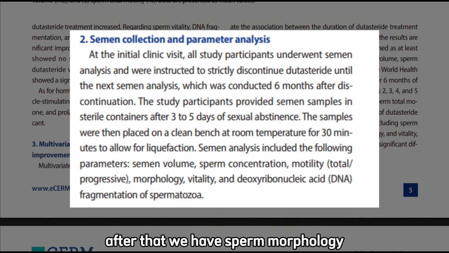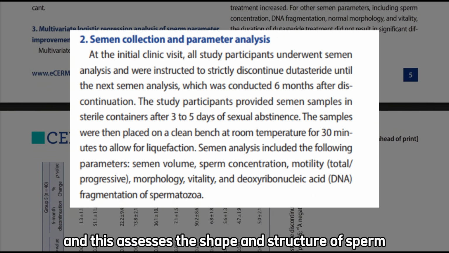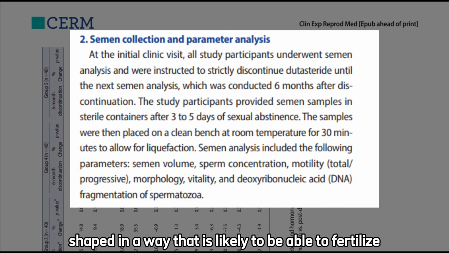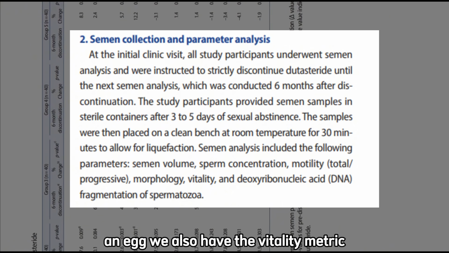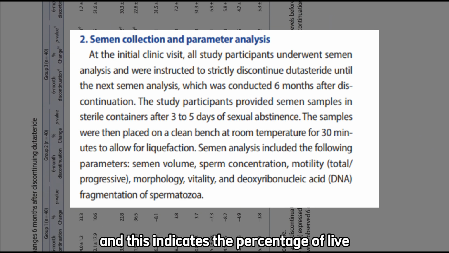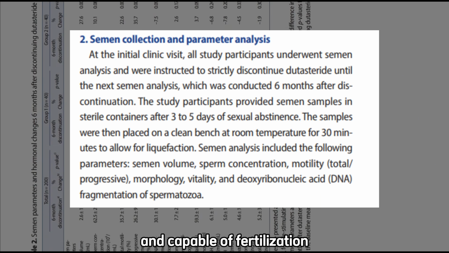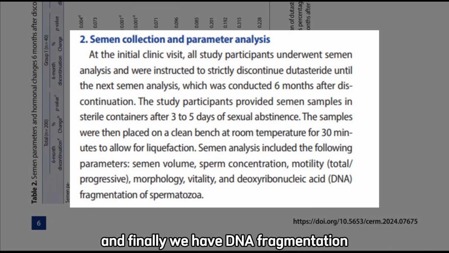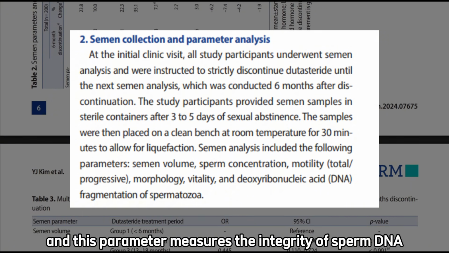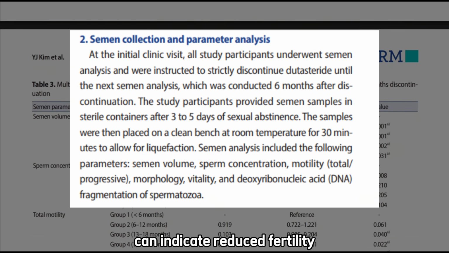After that, we have sperm morphology, and this assesses the shape and structure of sperm. Normal morphology suggests a sperm shaped in a way that is likely to be able to fertilize an egg. We also have the vitality metric, and this indicates the percentage of live sperm in a sample. Live sperm are more likely to be healthy and capable of fertilization. And finally, we have DNA fragmentation, and this parameter measures the integrity of sperm DNA. High levels of fragmentation can indicate reduced fertility.